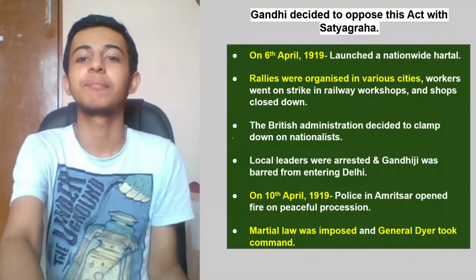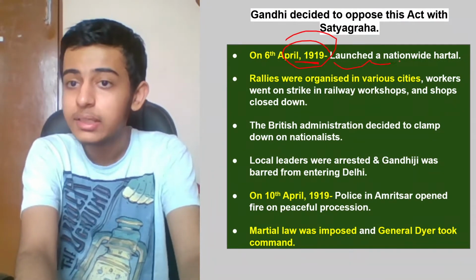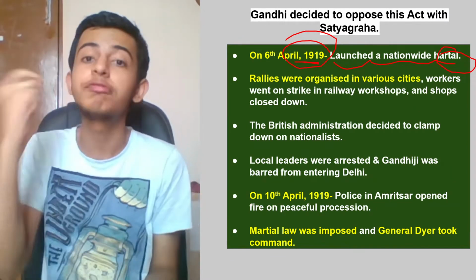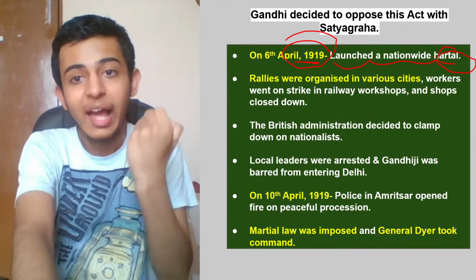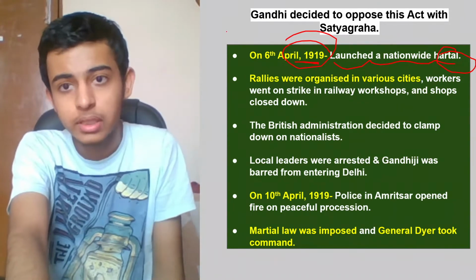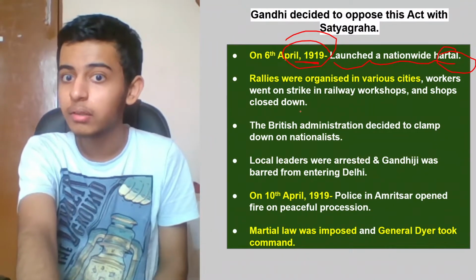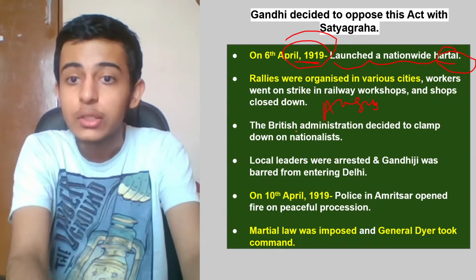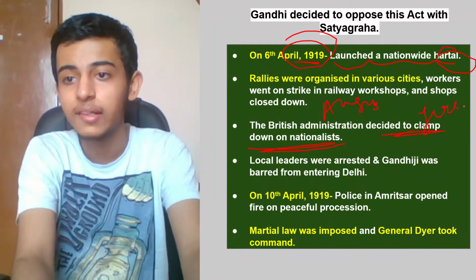On 6th April 1919, let's understand what happened on this day. There was a nationwide hartal. Hartal is when people are adamant to fight, when people want to do something, right? That is why rallies were organized in various cities. Workers went on strike in railway workshops. Shops closed down, right? And since so many things were happening, the Britishers were agitated. Britishers got angry. So they decided to clamp down on nationalists. They decided to fire on nationalists.